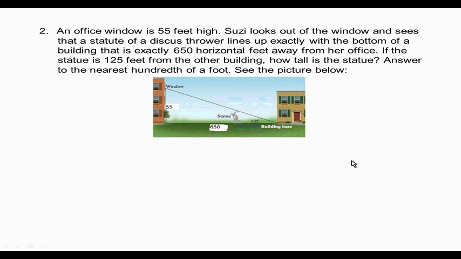So here's our picture. Remember, the window is 55 feet high, 650 feet between the two buildings, and the statue is 125 feet from the other building. Now notice, if you wanted to, you could figure out how far it is from Susie's office building, but we really don't need to know that.